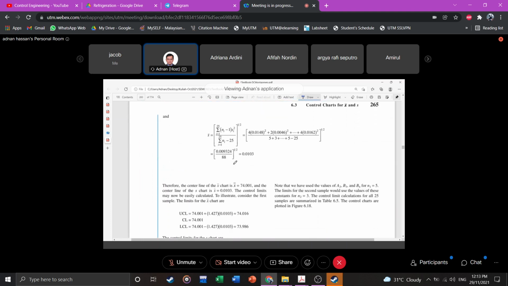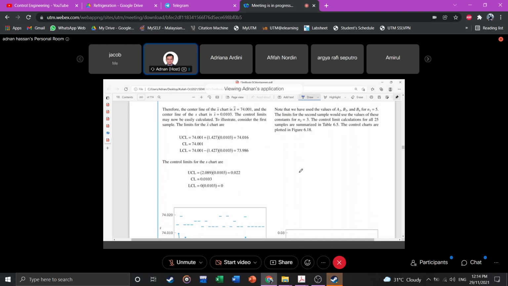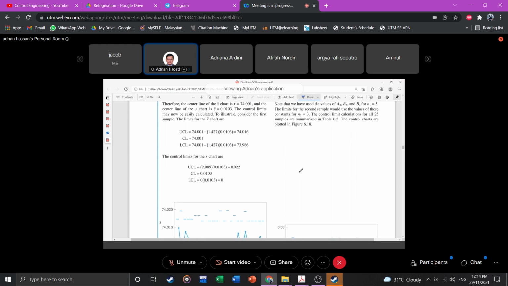Same thing for S bar. We just recalculate using the remaining data that we have. There are 5, there are 3, and so on. This is a new value, and then we put it into the formula. This is for the X bar chart, and this is for the S chart.